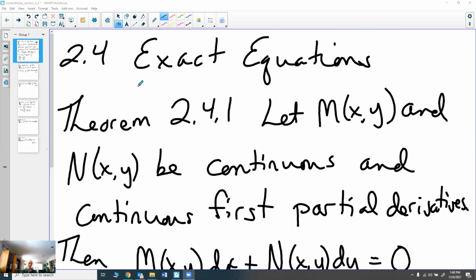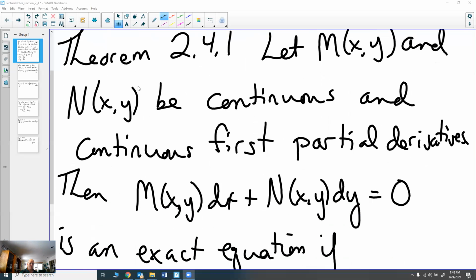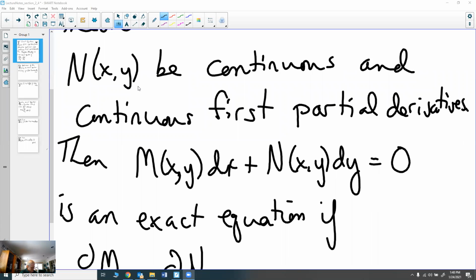So first we need to find what an exact equation is. This is Theorem 2.4.1 if you want to give it a name. We're going to let M of x,y and N of x,y be continuous and also have continuous first partial derivatives. Then suppose we have M(x,y) dx plus N(x,y) dy equals 0. Let's just say this is my differential equation. It's not written exactly in the form we're used to, but we can just divide through by dx and get kind of the same thing we've had before. So we still have a first order differential equation because it's just dy and dx.